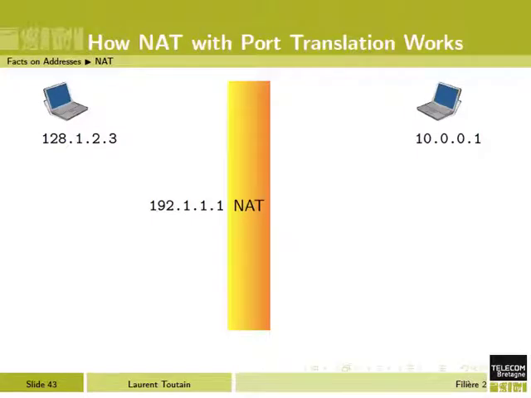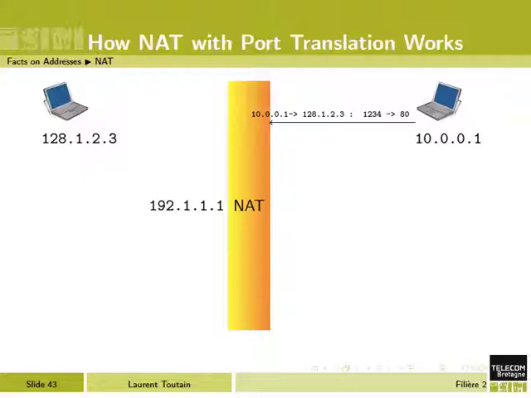I have a computer in my company, 10.0.0.1. This computer has a private address, but it doesn't know. For this computer, it's an address like the other. But we know that 10/8 is a private prefix. So suppose that this device wants to reach a server which has a global address 128.1.2.3.